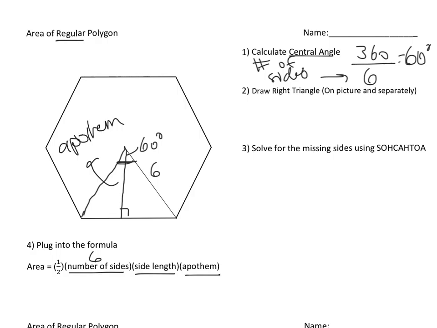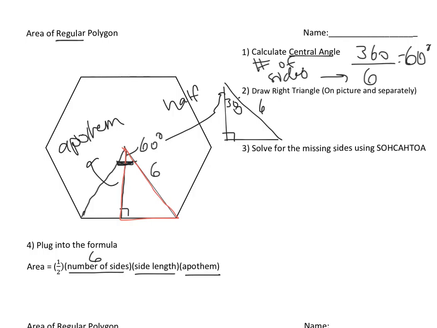So now it says draw the right triangle on the picture and separately. We already have the triangle on our picture, but now let's draw it separately. Okay, this is the right triangle that I'm pulling out to the side, so we can do some special work on it. Okay, we had this side is 6, and this whole angle right here is 60 degrees. So then this angle right here is going to be half that, because we split it up into 2 triangles, which is 30.